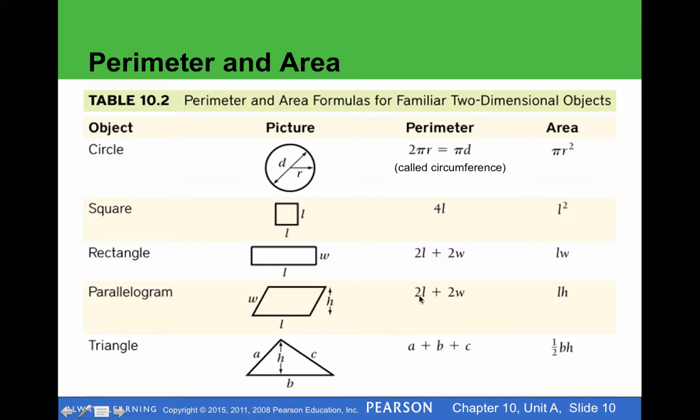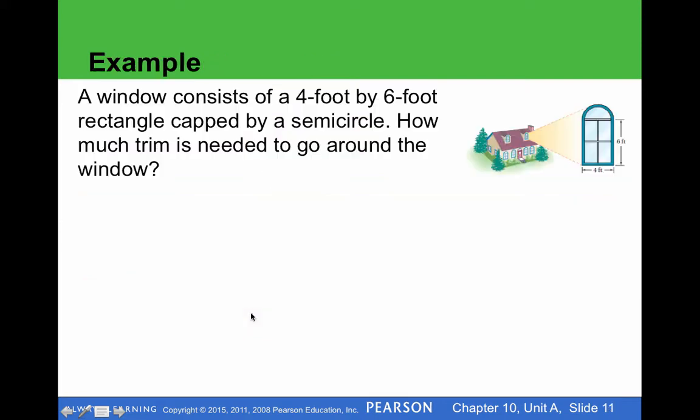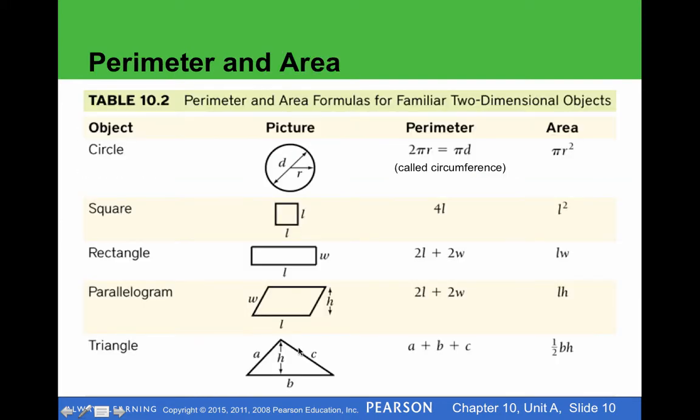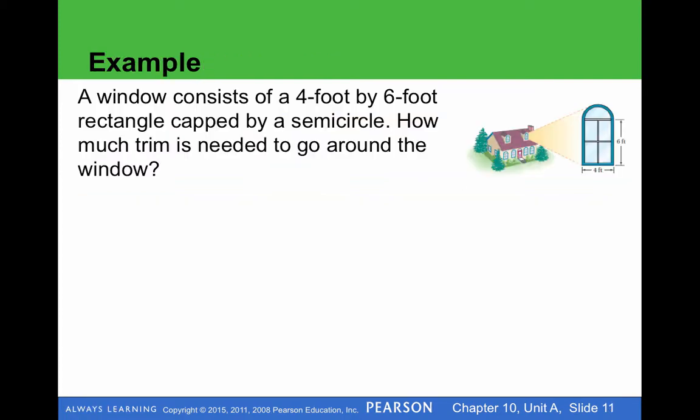The perimeter of a parallelogram is still 2L plus 2W. And the area of a parallelogram is the length times the height, so we'll need this height. We don't actually measure the height at width W because that's an angled side. And then a triangle, the key one is the area is 1/2 times base times height. It's half the size of a rectangle.